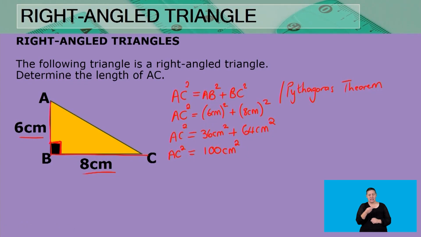Now, what number squared gives us a result of 100? If you are thinking that AC is equal to 10 centimeters, then you are correct, because 10 centimeters multiplied by 10 centimeters gives us 100 centimeters squared. So this means that the length of AC is 10 centimeters. We found that missing length using Pythagoras, because as we can see, this triangle is a scalene triangle. None of the sides are equal, which means that we need to use other methods that we have previously learned to solve for unknown sides.